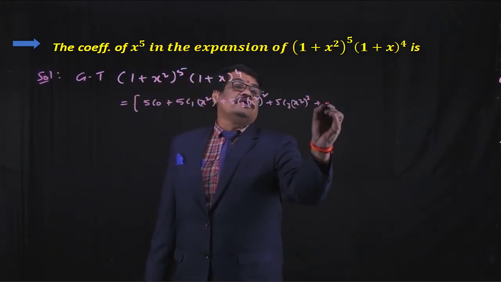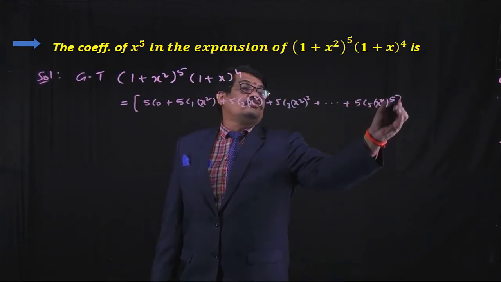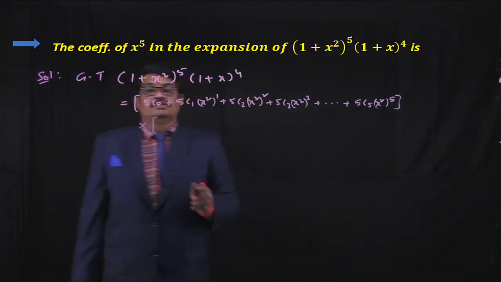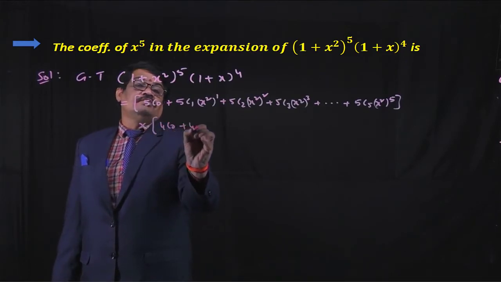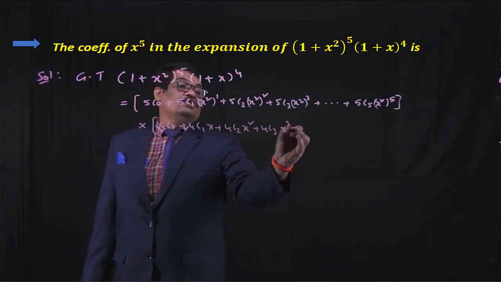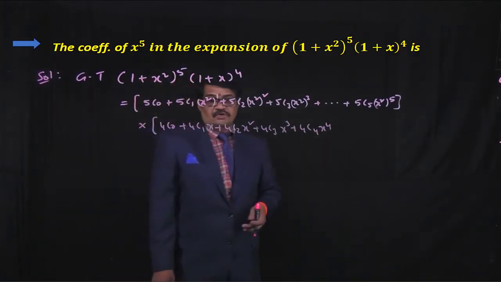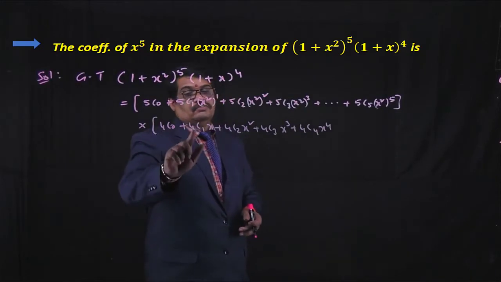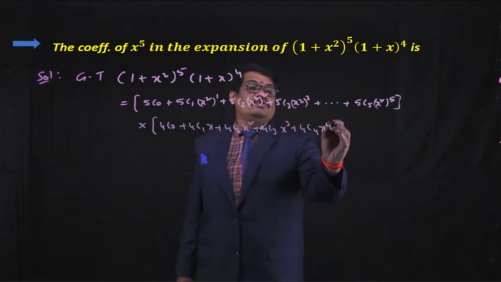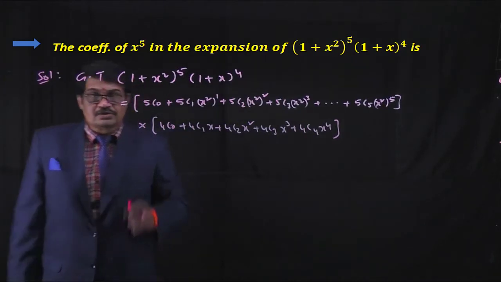Now this is the expansion. Next 5c5 x square whole to the power of 5. Into another term expansion, 1 plus x whole power 4. That expansion is 4c0 plus 4c1 x, 4c2 x square, 4c3 x cube, 4c4 x to the power of 4. That is the expansion of 1 plus x whole power 4. From the product of these two terms, we have to find the coefficient of x to the power of 5.